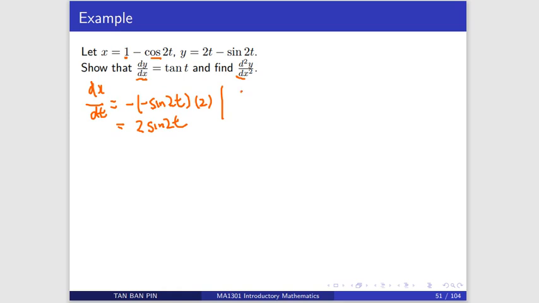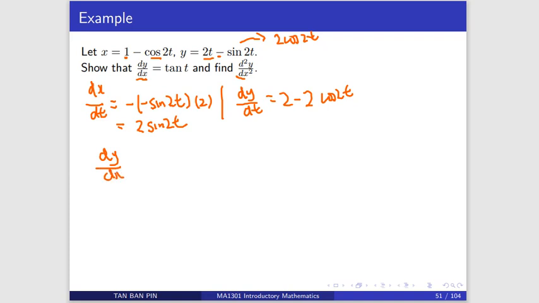Next we shall find dy/dt. Differentiating 2t will give you 2. Differentiating sine 2t will give you cosine 2t, and differentiating 2t will give you a 2. So we just have minus 2 cosine 2t. We just copy the minus sign down. And then we can find dy/dx.